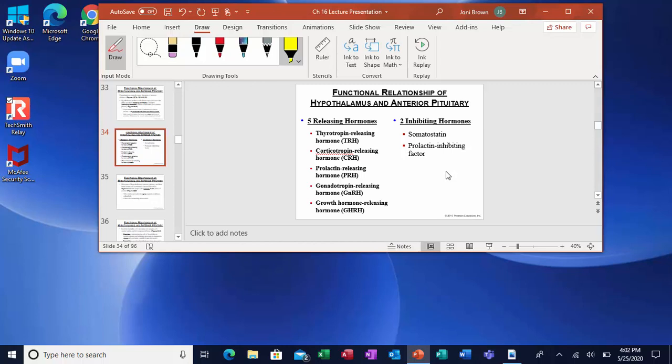corticotropin releasing hormone, CRH, or prolactin releasing hormone, PRH, or gonadotropin releasing hormone, GnRH, or the last one, growth hormone releasing hormone, GHRH. I know that's a lot of letters. The hypothalamus also releases somatostatin to inhibit release from the anterior pituitary, and prolactin inhibiting factor to inhibit the release of prolactin.